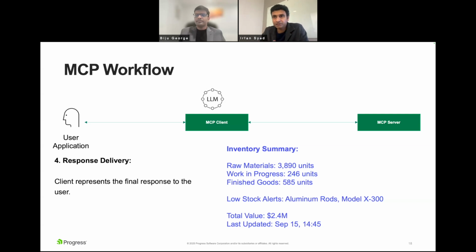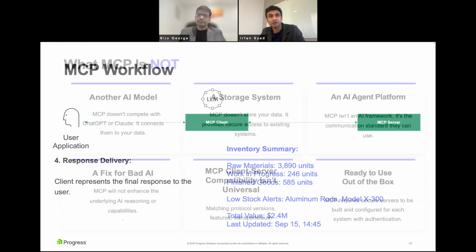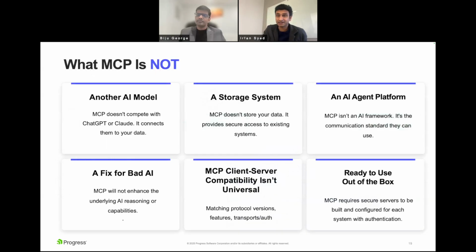Now that we have looked into what an MCP server is, what it does, and how the workflow works, I think it's very important for us to know what MCP is not and what it is not capable of. What MCP is not is another AI model. People think that it's an AI model, but it is not. MCP doesn't do anything with AI in itself, but it goes and interacts with AI as and when needed.